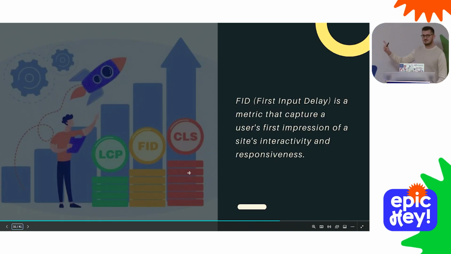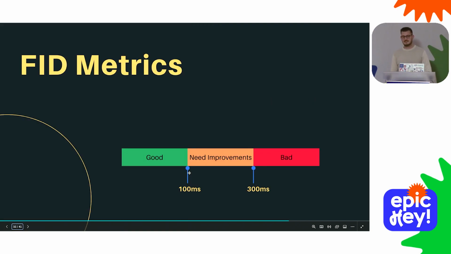So just a few words about the FID metric, even if it will be deprecated and replaced in 2024. So what is FID? FID represents the time it takes the browser to call the event handler of an interaction, for one interaction, not for all interactions in the page. Okay? So with FID, if you are under 100 milliseconds, your score is good. Between 100 milliseconds and 300 milliseconds, your score needs improvement. And above 300 milliseconds, your score is bad.